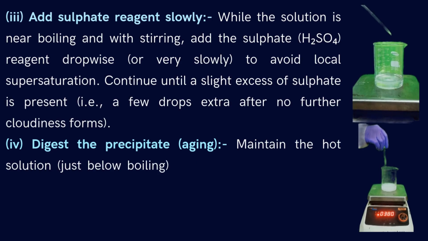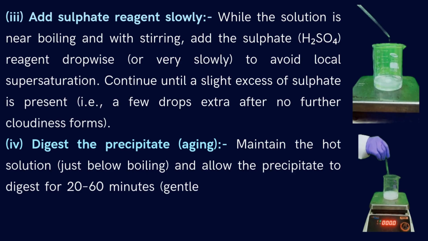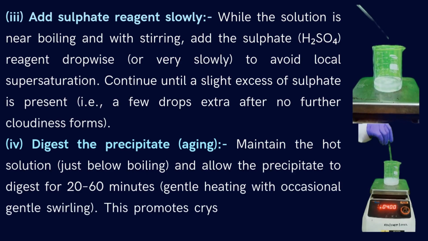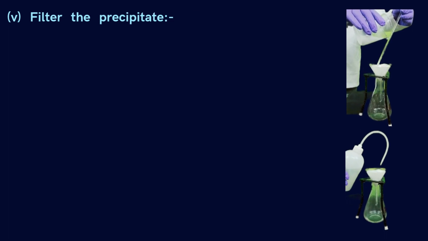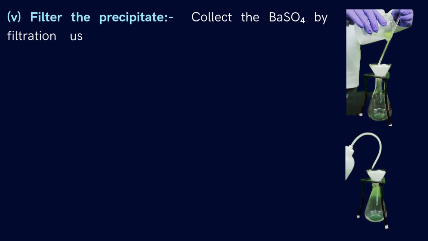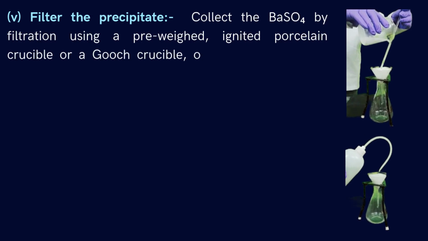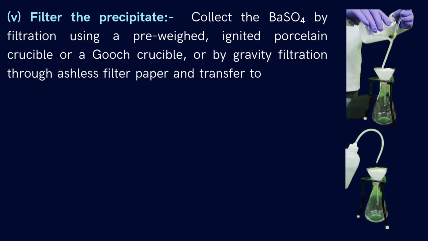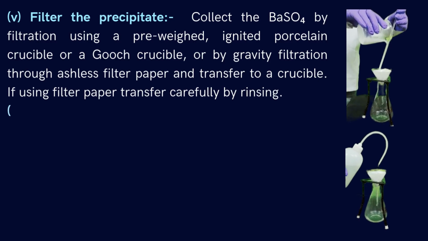Maintain the hot solution just below boiling and allow the precipitate to digest for 20 to 60 minutes, with gentle heating and occasional gentle swirling. This promotes crystal growth and purer, filterable BaSO4. The fifth step is to filter the precipitate and collect the BaSO4 by filtration using a pre-weighed, ignited porcelain crucible or a Gooch crucible, or by gravity filtration through ashless filter paper and transfer to a crucible. If using filter paper, transfer carefully by rinsing.